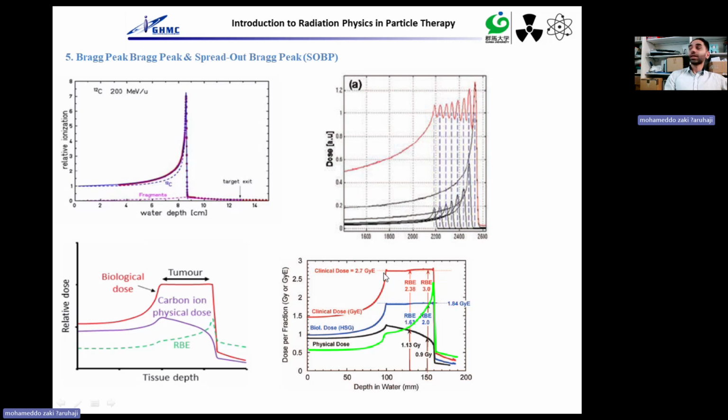For me to have this clinical dose, I need to sum up both physical dose, or not sum up, I need to multiply both the physical dose and the biological dose. Now, what I get from this biological dose and physical dose is the clinical dose. Like this curve with this curve should give me this.